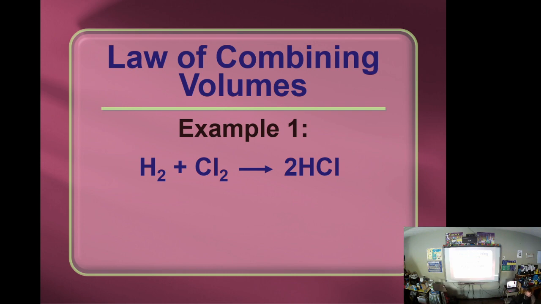For instance, if we have hydrogen gas and chlorine gas creating hydrochloric acid, then if we have 1 liter, because the coefficient of hydrogen is 1, and 1 liter of chlorine, because the coefficient of chlorine is 1, it creates 2 liters of hydrochloric acid. Do you follow? Did you follow?